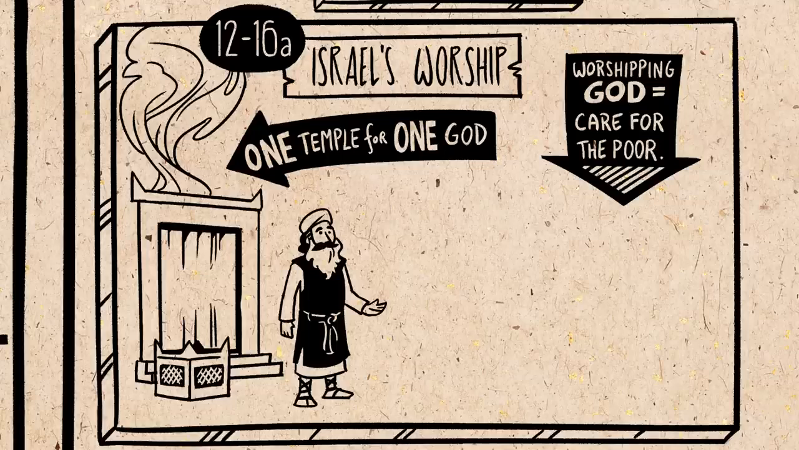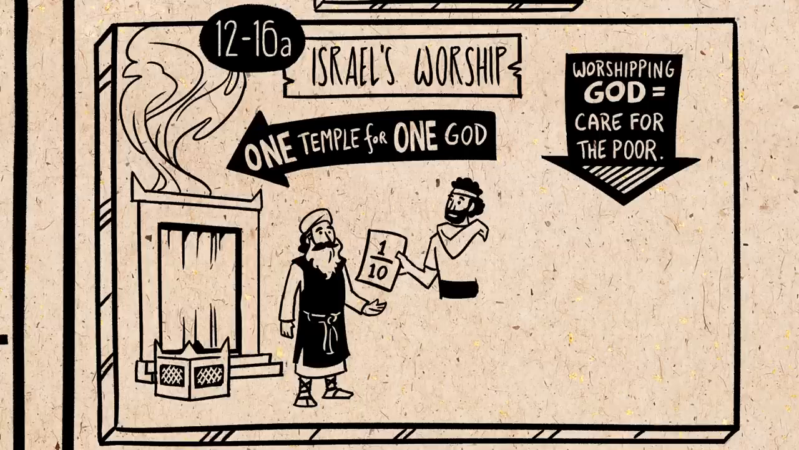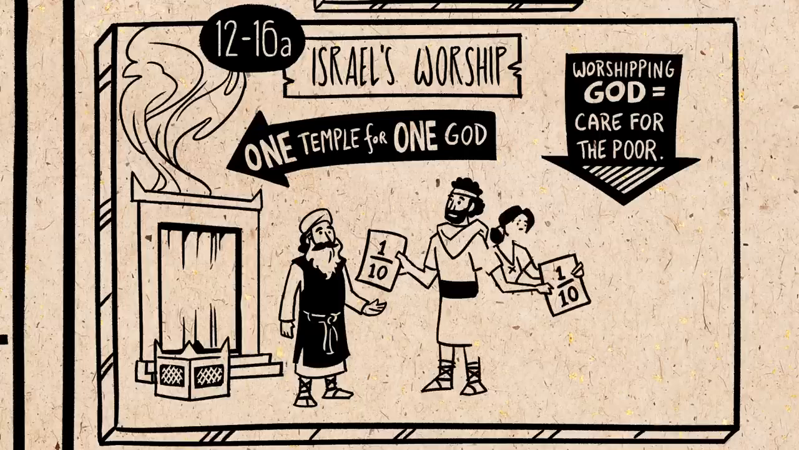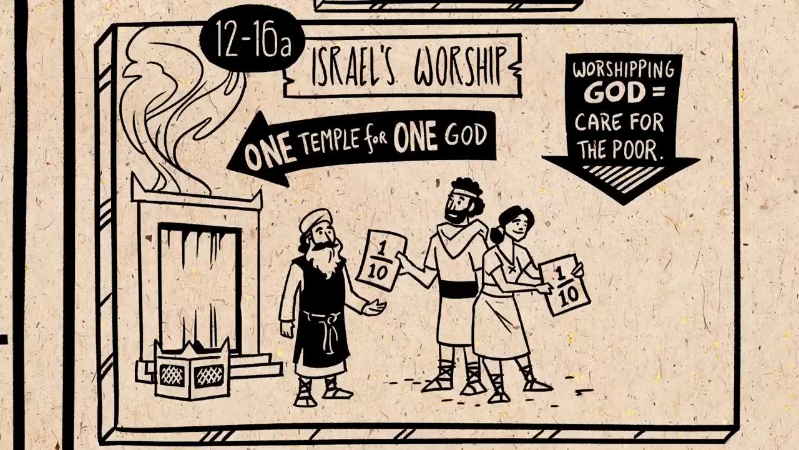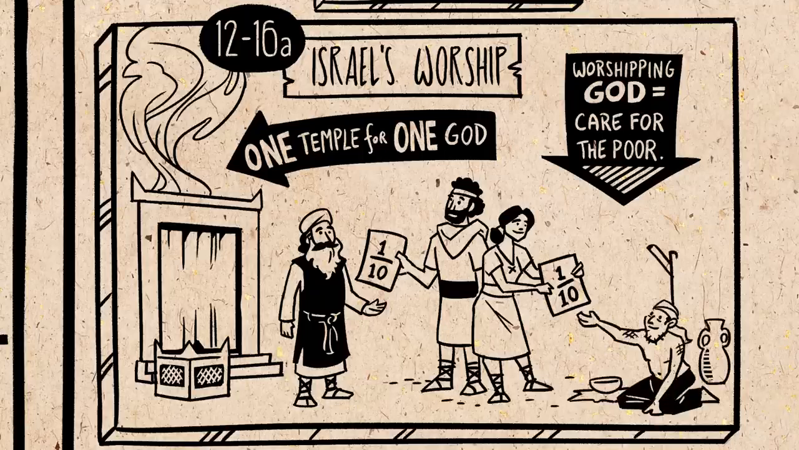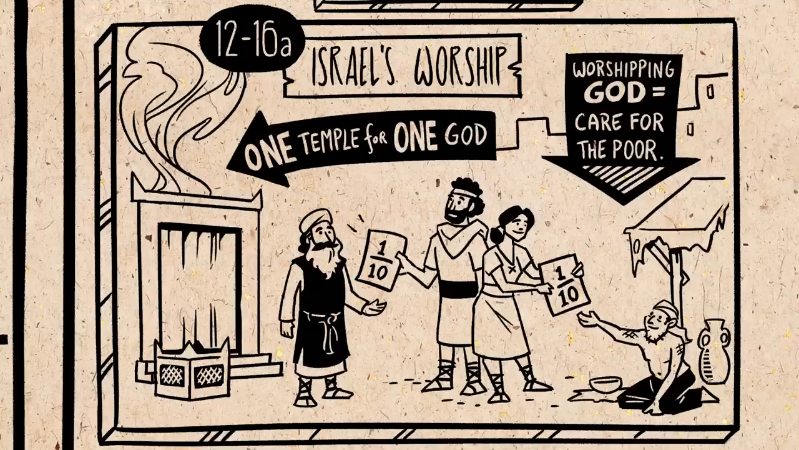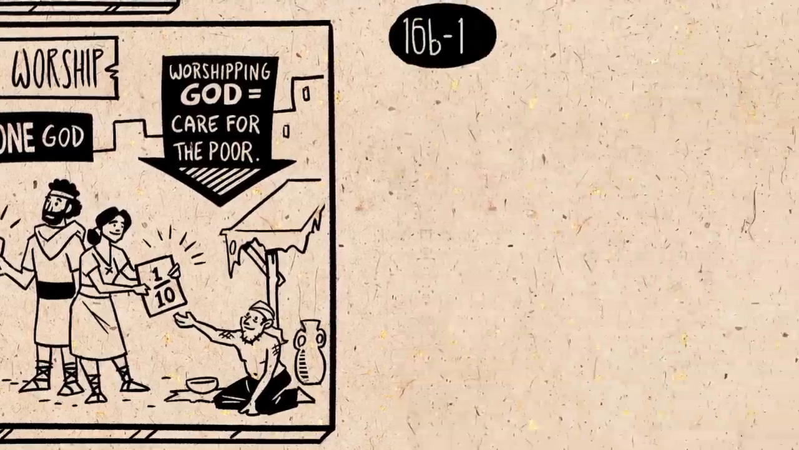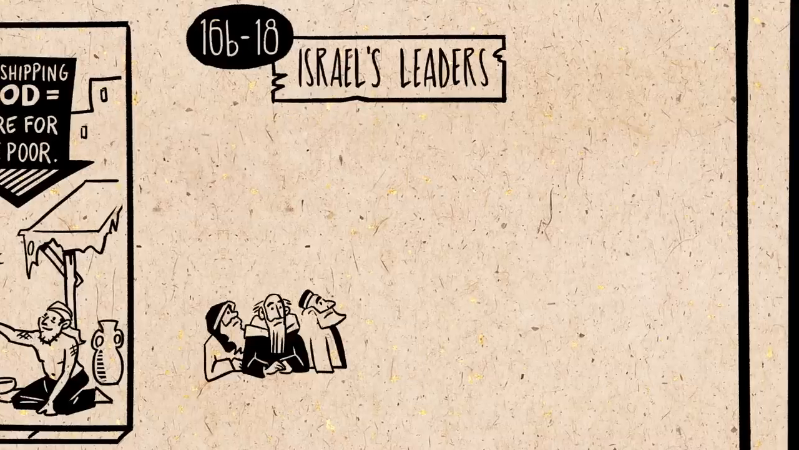So, for example, all Israelites were to set aside 1/10 of their annual income to be given to the temple. But another 10th was to be set aside every 3 years and given to the poor. And these are the kinds of laws that put Israel on the cutting edge of justice in comparison to their ancient neighbors, and it was all bound up with their worship of God. The next section outlines the character qualities of Israel's leaders.